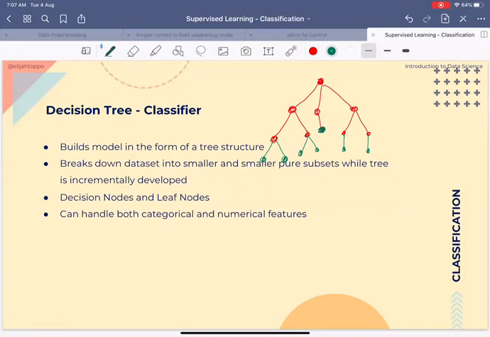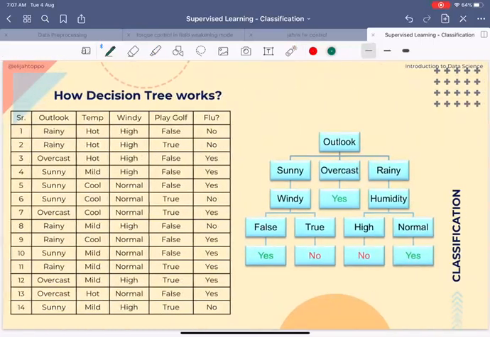Decision trees can handle both categorical and numerical features. Let's look at an example which will try to make some sense of what we're talking about. Here on the left we have the data, and here we have a tree structure that represents this data. This data is very simple.